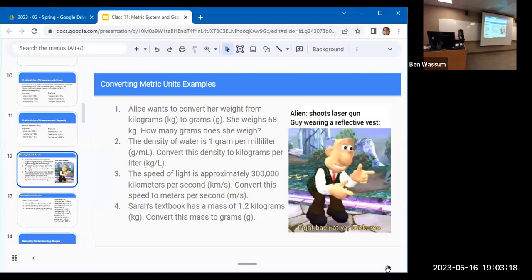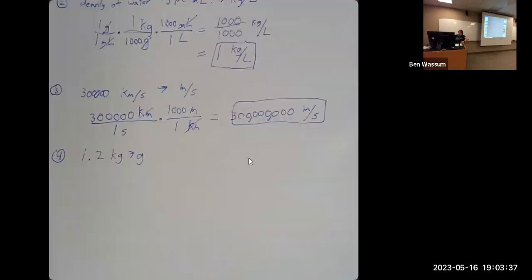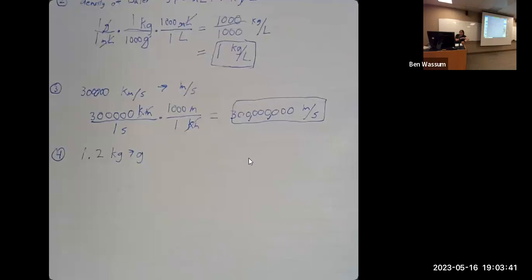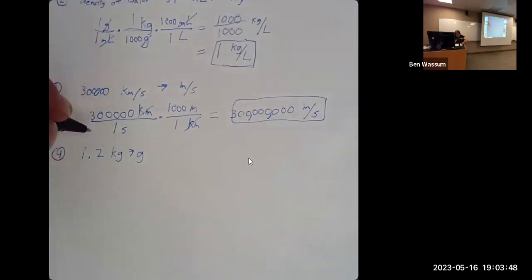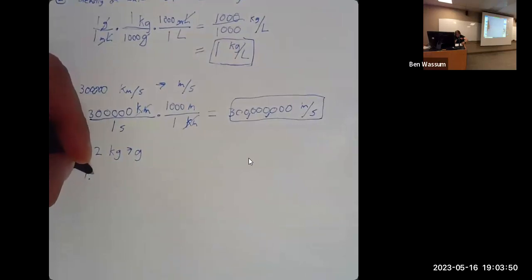Let's do another. Sarah's textbook has a mass of 1.2 kilograms. We're converting that to grams. Well, that's boring. I don't like that problem. It's pretty similar to the first problem. That's why I'm unhappy with it. Feel like making it harder, but I don't think so. Let's just keep going.